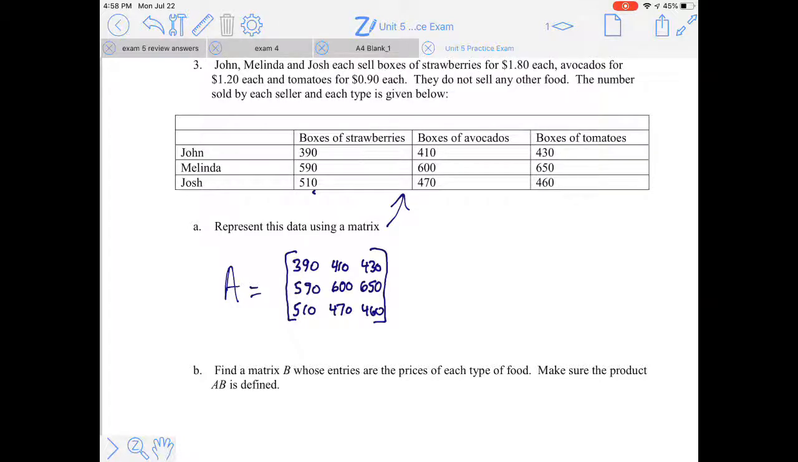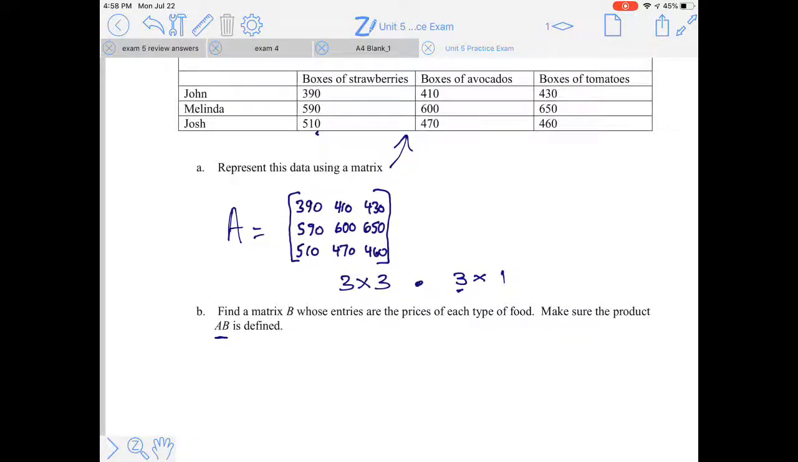So we've got to make a choice, though. Since there's only 3 entries, are we going to make 1 row with 3 columns, or 3 rows with 1 column? The reason I'm asking is we're eventually going to have to find A times B, and A is a 3 by 3. So if I'm going to multiply this with another matrix, it's got to be 3 by something. And since there's only 3 prices, it's got to be 3 by 1, which means it's going to have 3 rows and 1 column.